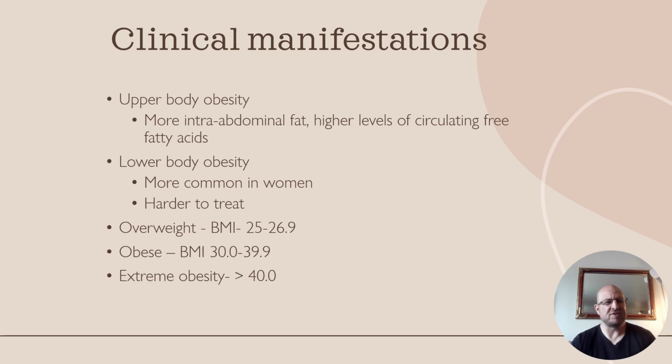Clinical manifestations, upper body versus lower body obesity. Upper is more intra-abdominal fat, higher levels of circulating fatty acids. Lower body obesity is more common in women and harder to treat. The BMIs you'll want to know: overweight, 25 to 26.9, obese, 30 to 39.9, and extreme obesity, over 40 BMI.